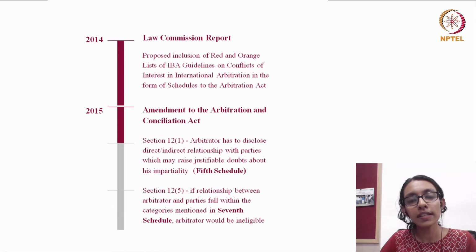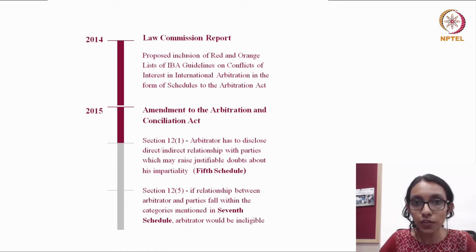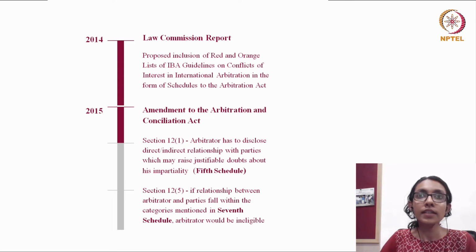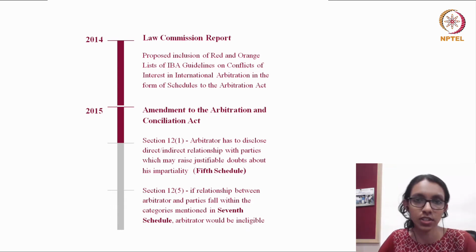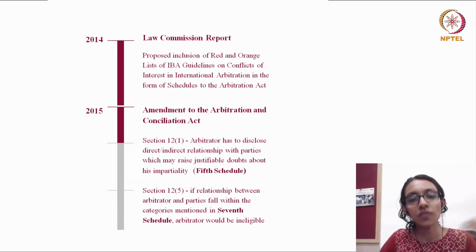The difference between the categories that have been enumerated in the 5th Schedule and the 7th Schedule is that the parties can choose to waive the categories of relationship that are enumerated in the 7th Schedule. So if they choose to waive that, then even if the relationship falls within the ambit of the 7th Schedule, that would not make the arbitrator ineligible to conduct the arbitral proceedings.